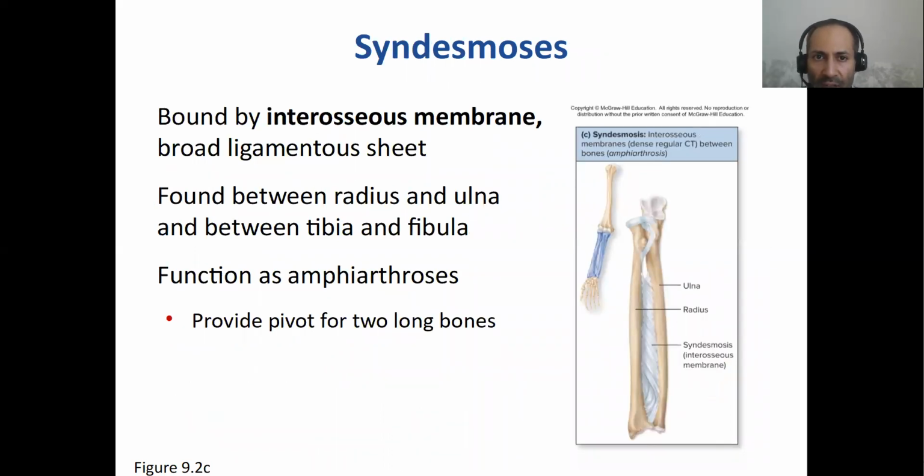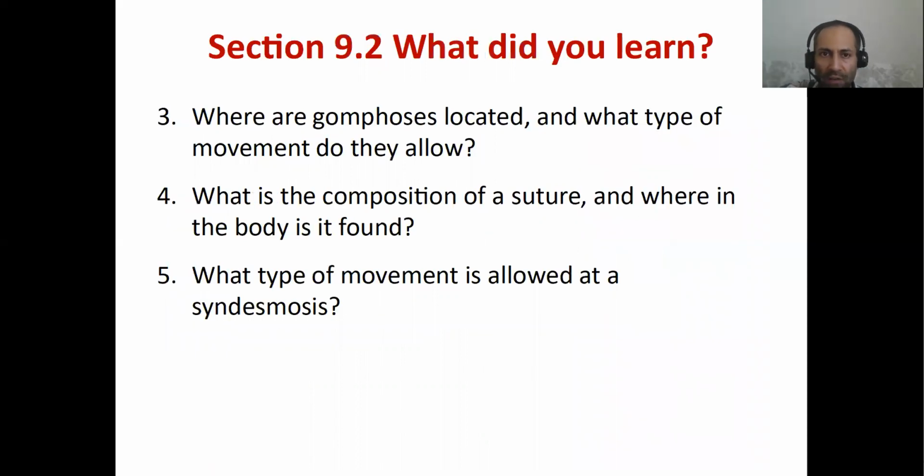Okay, syndesmoses. Whenever you have an interosseous membrane between the two bones, what comes to mind? Radius and ulna in your forearm, and then tibia and fibula in your lower leg. Those are examples of syndesmoses or amphiarthroses. So the only actions you perform there are pronation and supination. Same with your leg down there, supination and pronation.